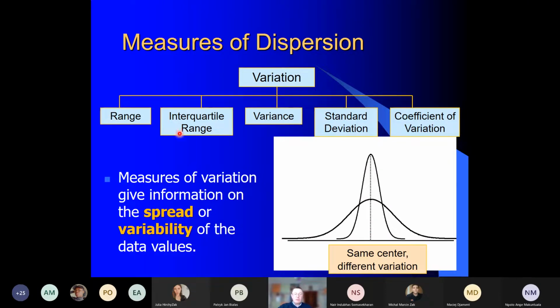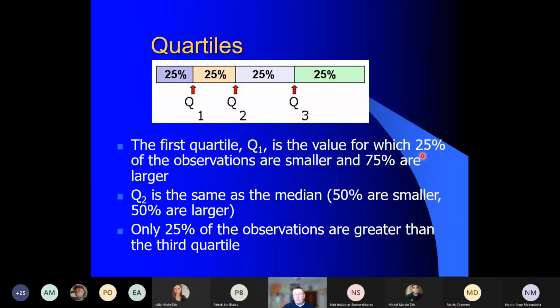And we have common assessment criteria like range, interquartile range, variance, standard deviation, coefficient of variation, and so on. First of all, we turn to quartiles, which represent fractions, or especially quarters, of our data set. Each quartile represents 25% of our data set.